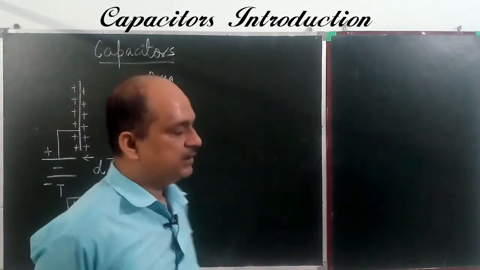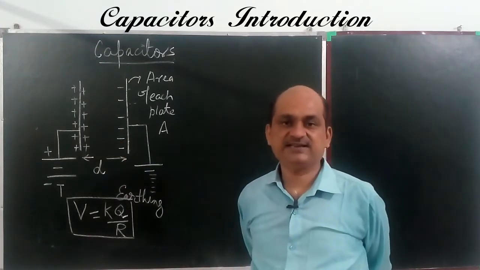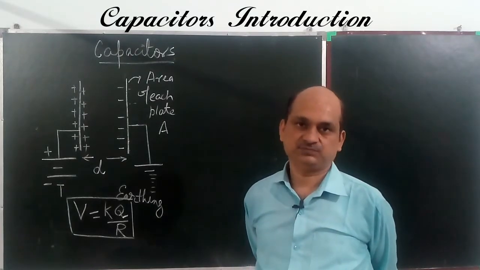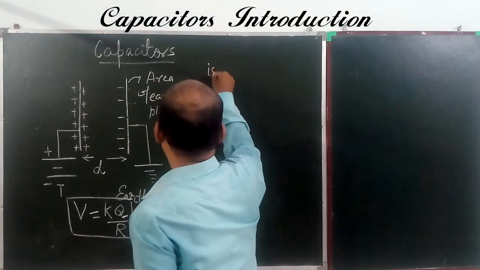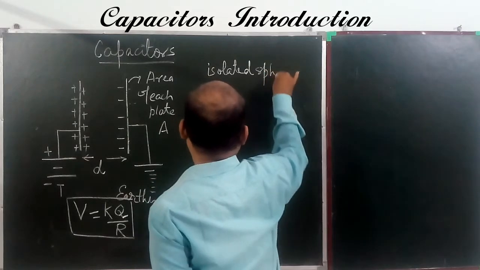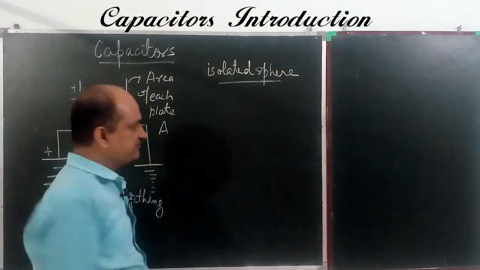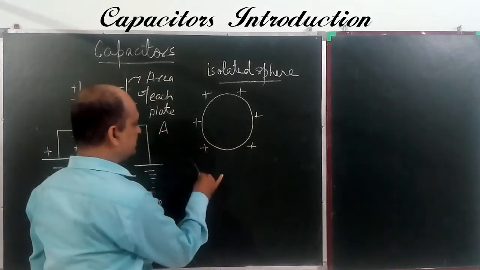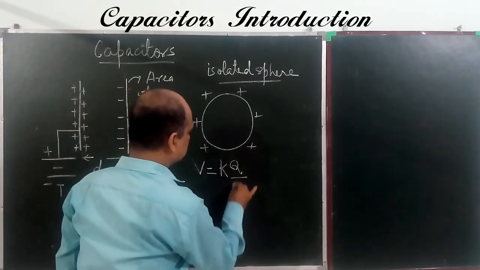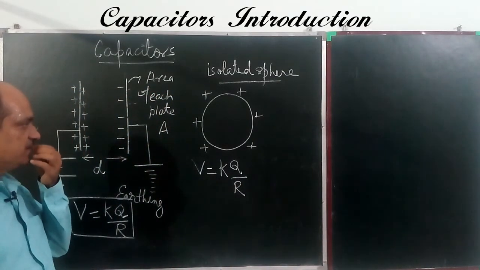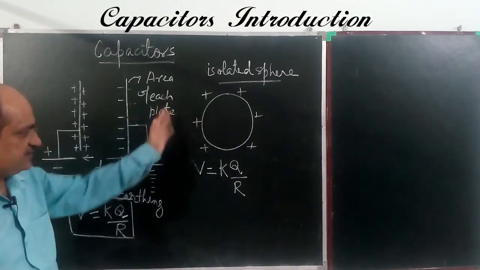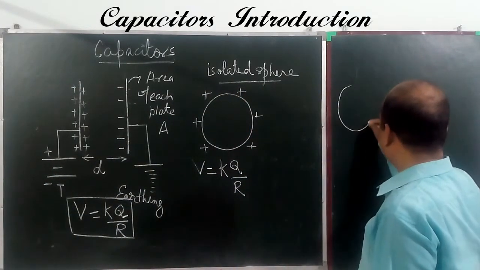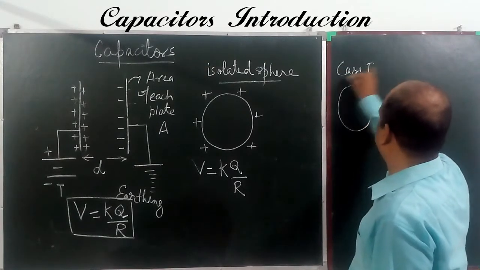Now the question arises: if we have to increase or decrease the capacitance, how can we increase or decrease the capacitance of a conductor? Now suppose we have an isolated, positively charged sphere, which is given positive charge plus Q, and its potential is V is equal to KQ upon R. And we wish to change its potential without changing anything in it. So this is our original case. This one is case 1.